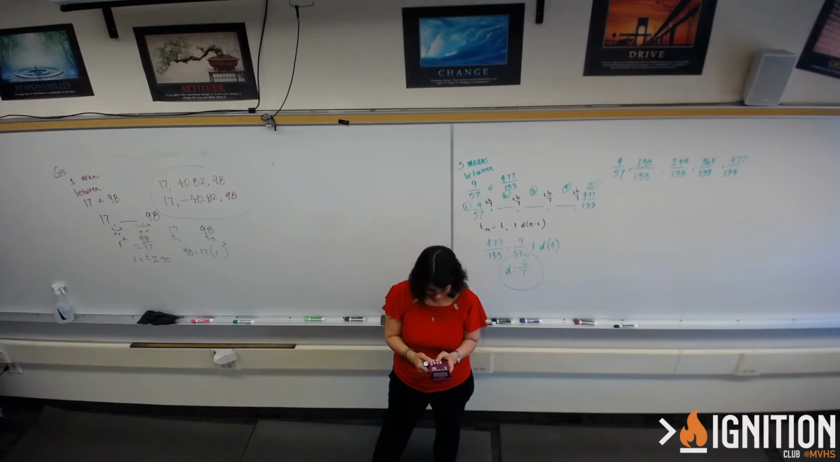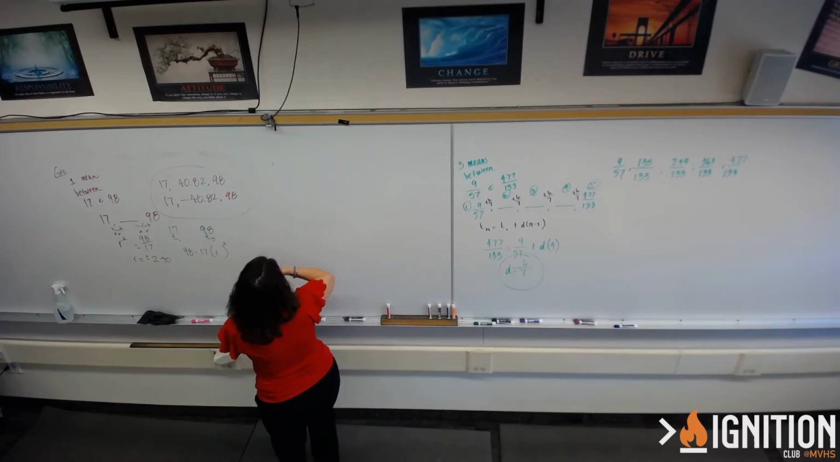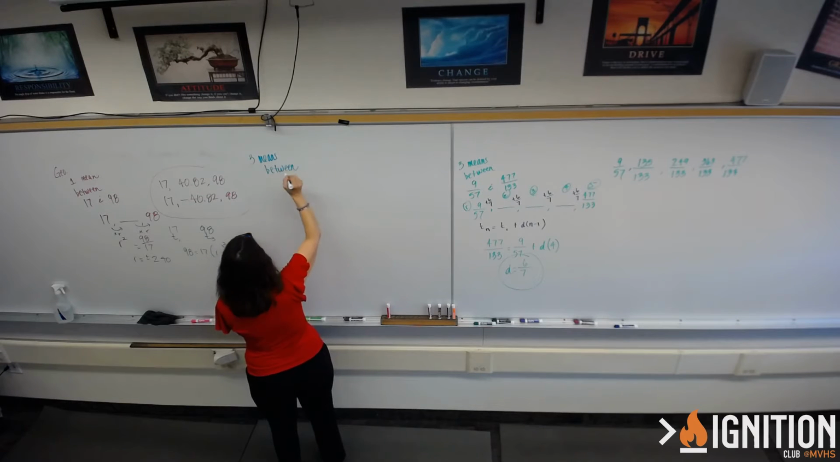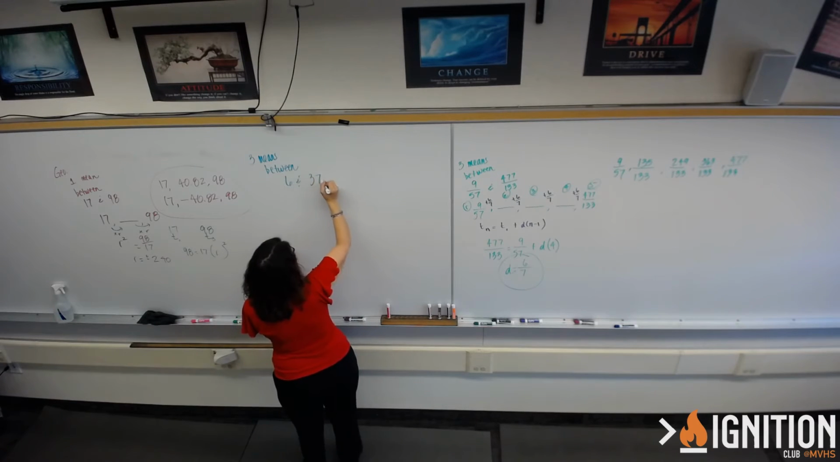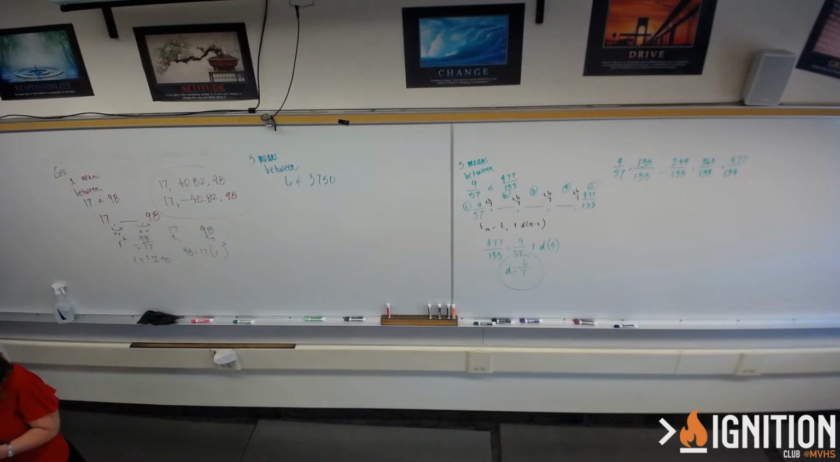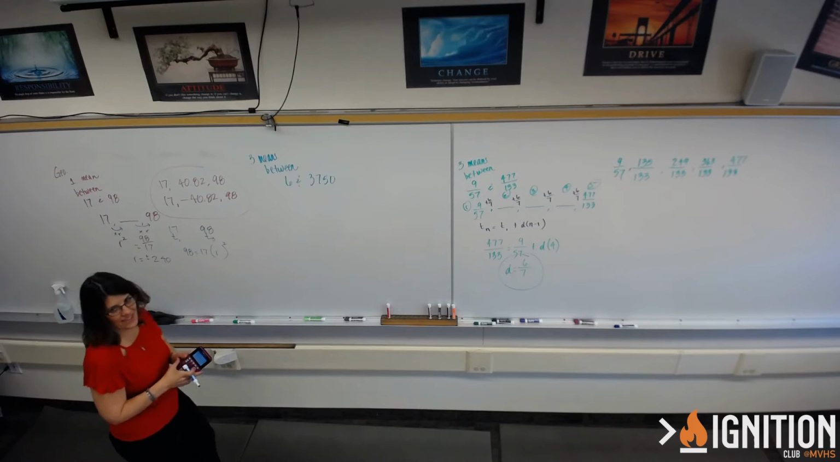Hold on. Second term, the third term, fourth term, the fifth term. Okay, I want three geometric means between 6 and 3,750. Man, I hope this works. Give me a second. It does.